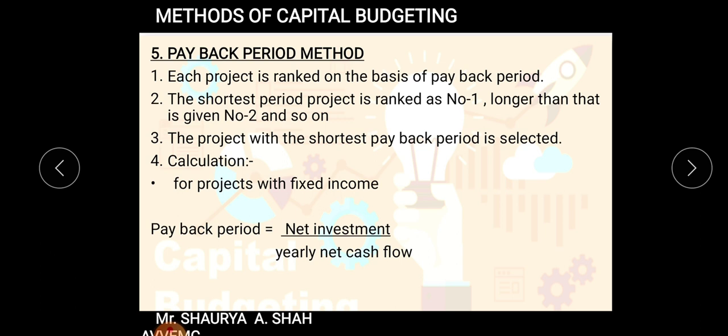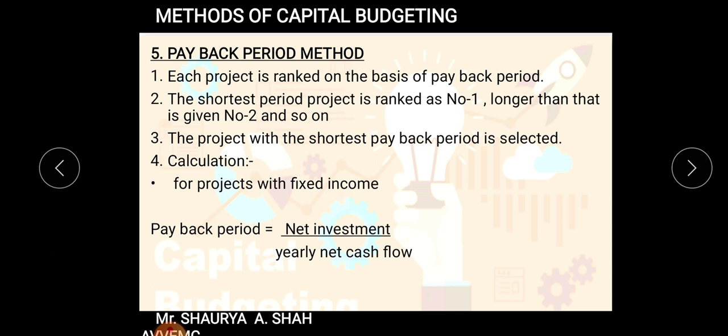Second is your fluctuating cash flow. Suppose first year I am receiving 50,000 rupees. Second year I am receiving 1 lakh rupees. Third year I am receiving 2 lakh rupees. Fourth year again 50,000, and fifth year again 1 lakh. So my cash flow is not fixed, but it is fluctuating. So you need to calculate the payback period under both the methods, under fixed cash flow and under fluctuating cash flow.